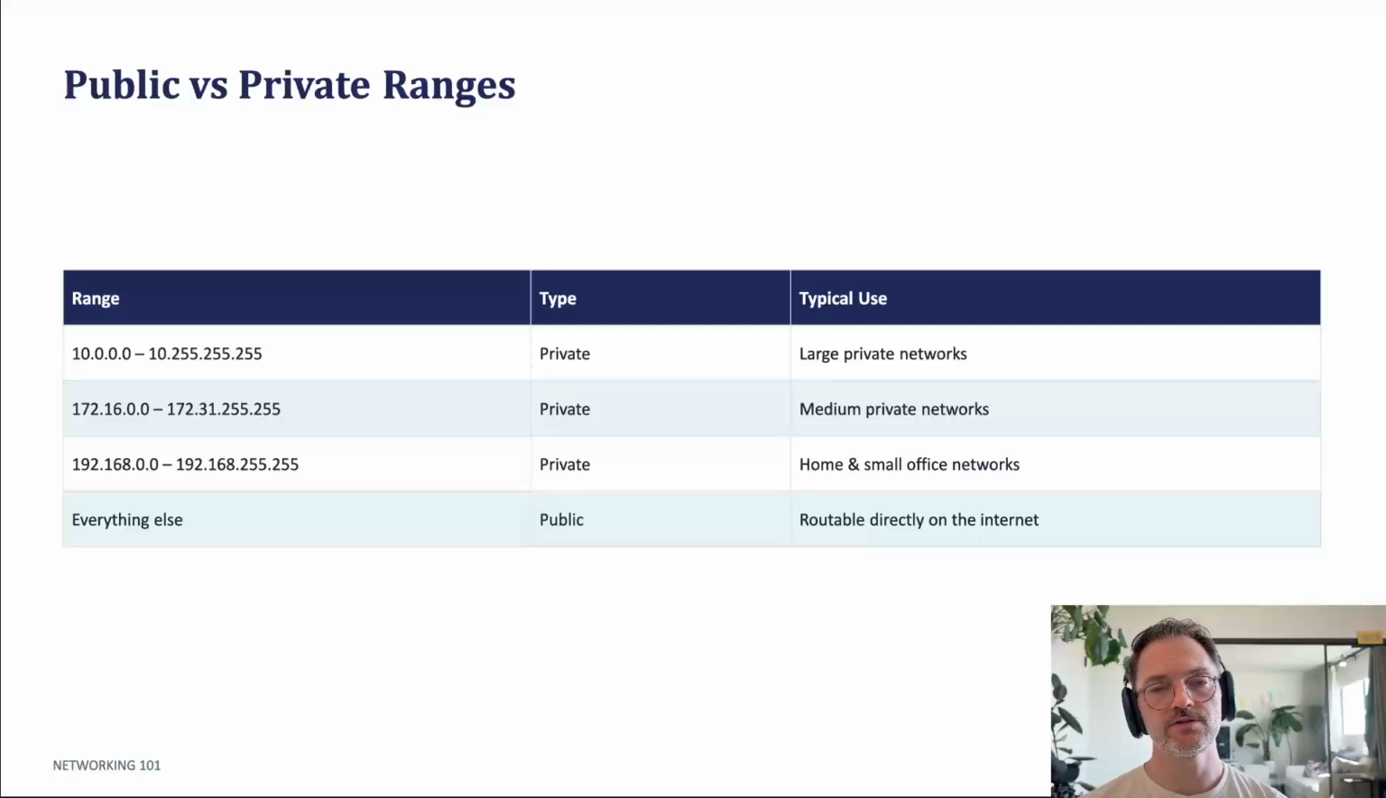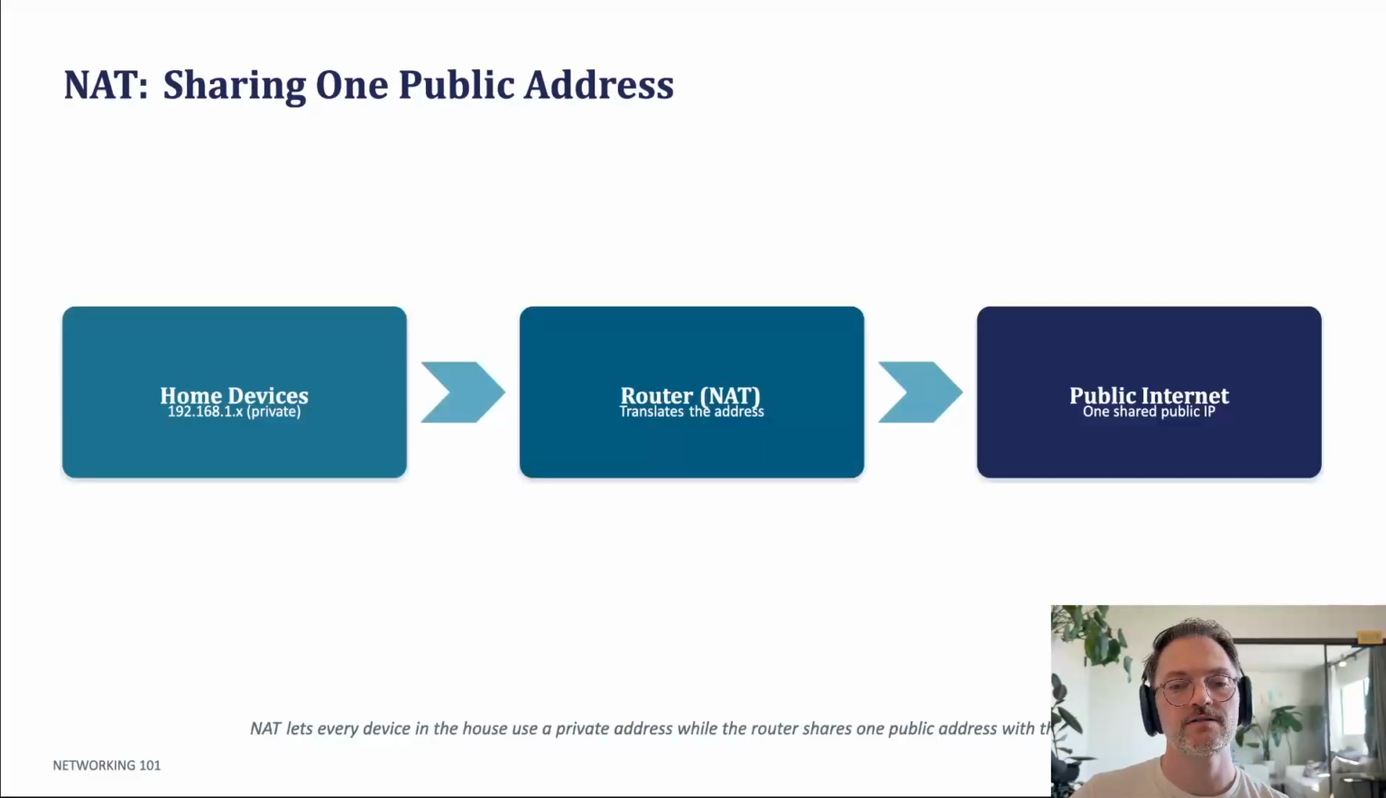But everything outside of these ranges is a public IP address and is publicly routable on the internet. If you have an address in any of these private IP ranges, they are not able to be routed on the internet. So you might be wondering, how am I able to surf the internet on my phone if I have an IP address in the 192.168 range? Great question. We're able to do this with a really awesome protocol called NAT, or Network Address Translation. This is sharing one public address amongst many devices.